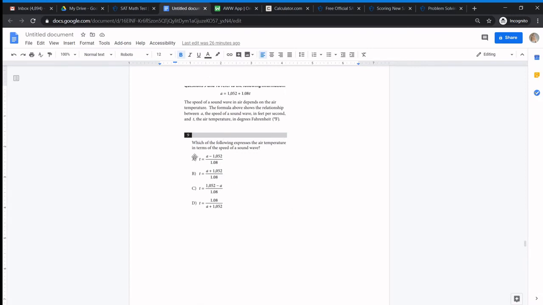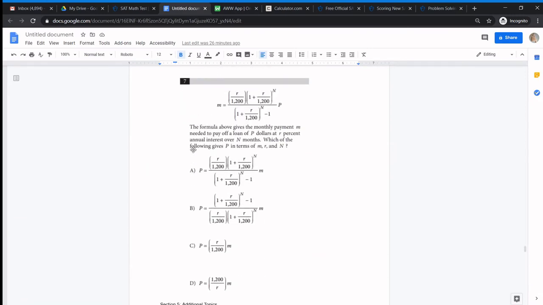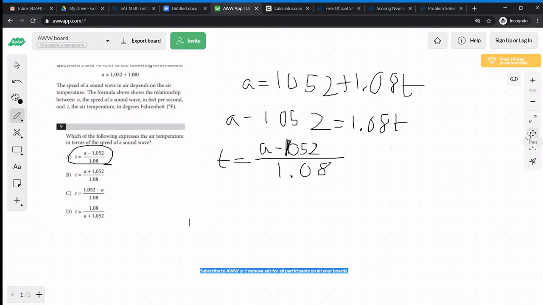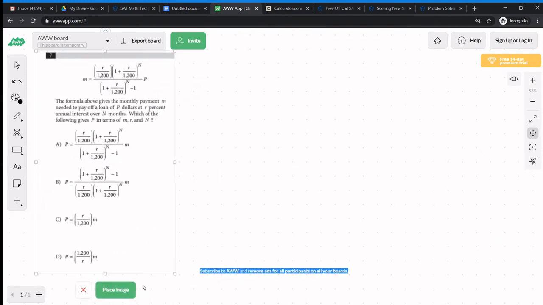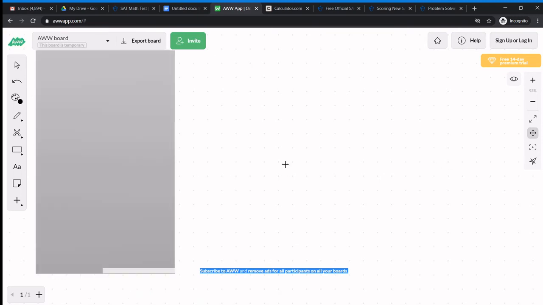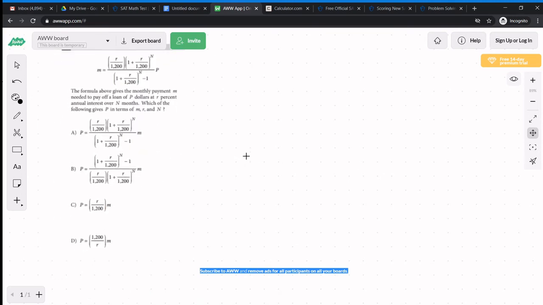All you have to do is make sure that you're looking for the right variable. This one gives an example of one that looks a bit harder, but really isn't that much harder. Let's move this over. Control V, and we're going to place the image. Again, a lot of math looks scary, but it's really not that bad.